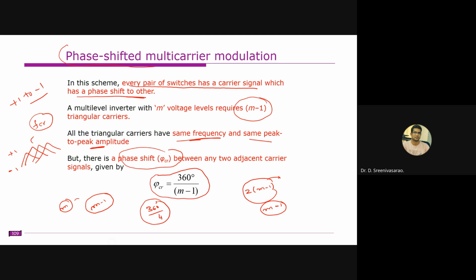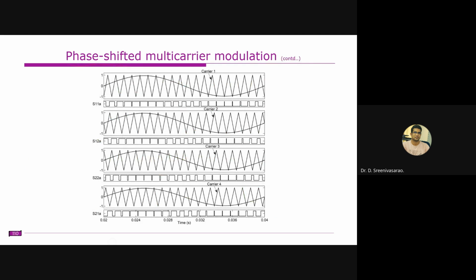That phase shift is given as 360 degrees by M minus 1. So this is the carrier arrangement for phase shifted PWM, also known as PS PWM. This is the arrangement here: carrier 1, carrier 2, carrier 3, and carrier 4.